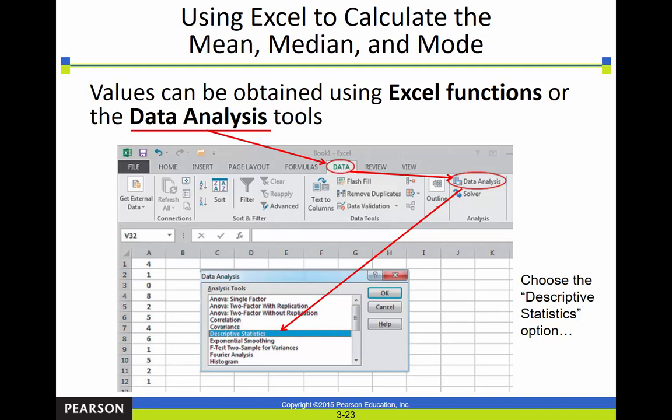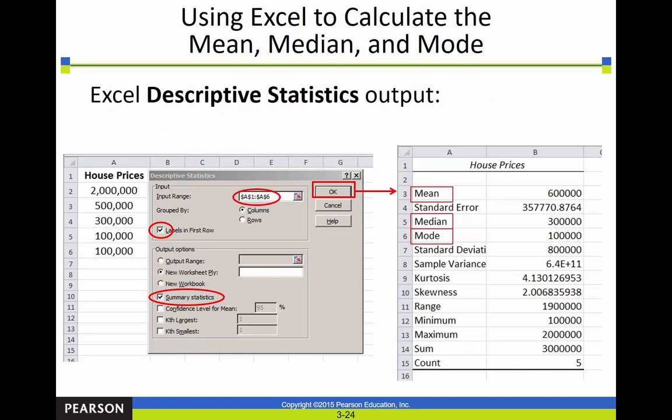You can also use the data analysis tool that we talked about in Chapter 2. And it will give you a whole bunch of summary statistics, including the mean, median, and mode, and a few others.